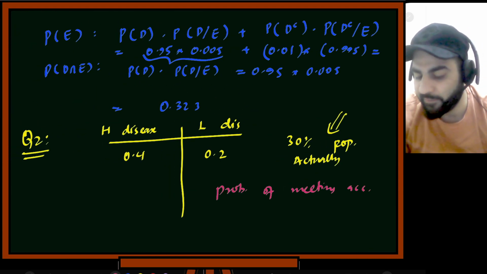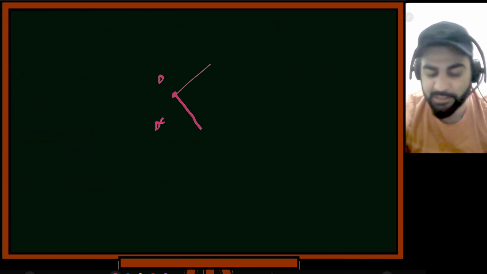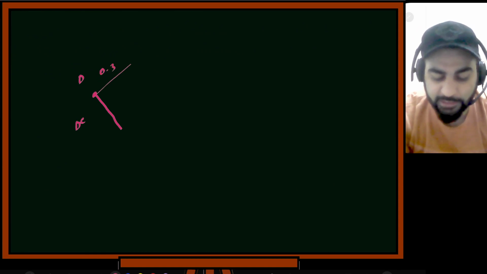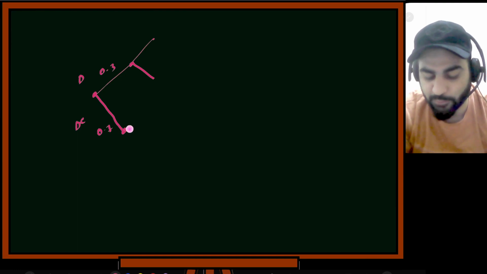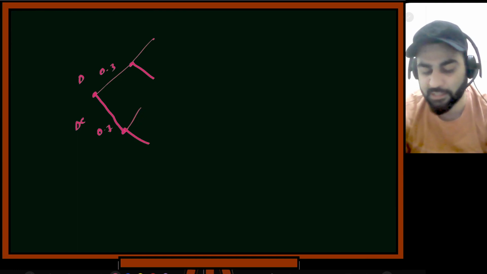And there is some belief for this. So what is the belief? That is 0.3 of the population actually meets an accident or has a disease, 0.3, and this is 0.7 then. And after that, high disease, not having high disease. So there is a chance of disease, or a chance of no disease, a high chance and a low chance.